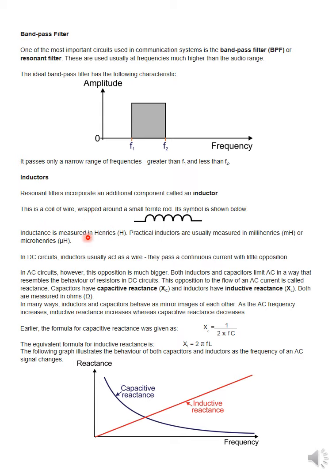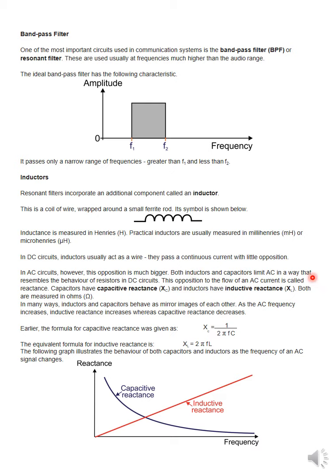You must know what an inductor is. Inductance is measured in henries. Practical inductors are usually measured in millihenries or microhenries. In DC circuits, inductors are used as wire. They pass a continuous current with little opposition. In AC circuits, however, the opposition is much bigger.